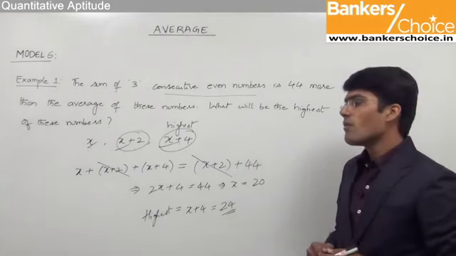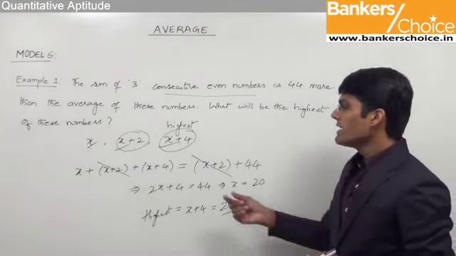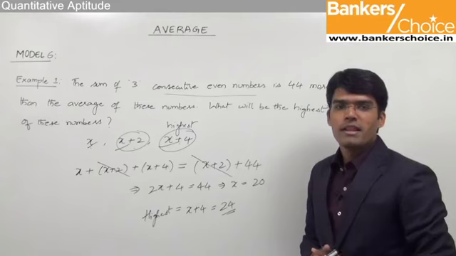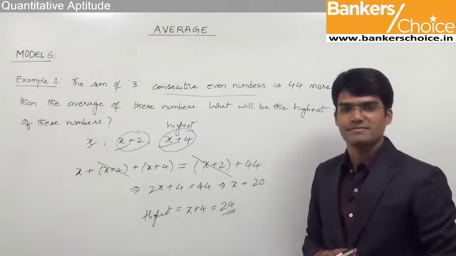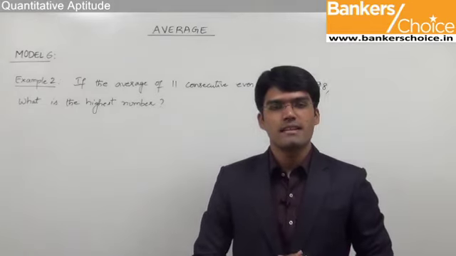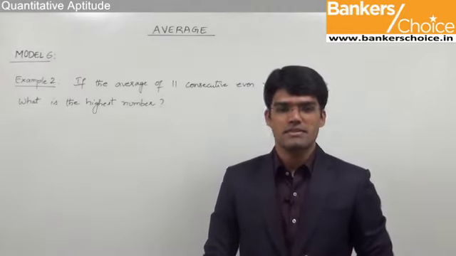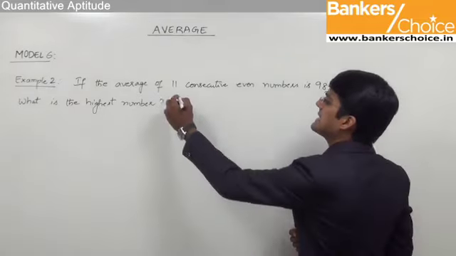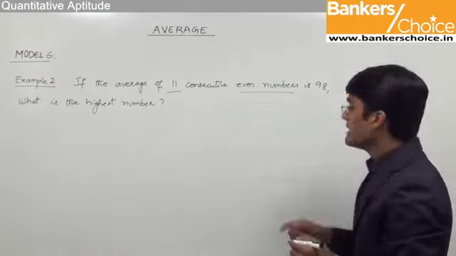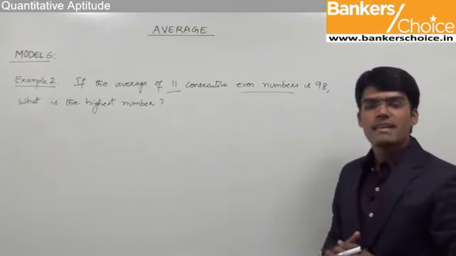So remember that for consecutive numbers, the average should always be taken as the middle number. And that helps us in solving the question faster. Let us now discuss another example based on consecutive numbers. The question here is, if the average of 11 consecutive even numbers is 98, what is the highest number?